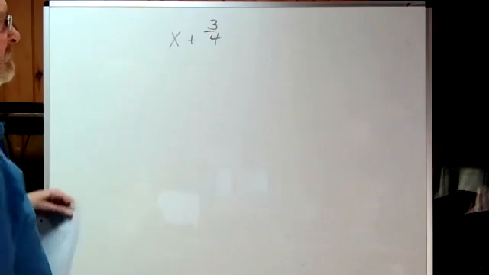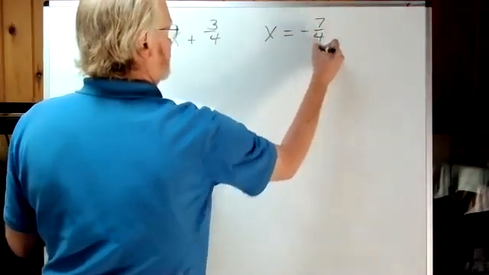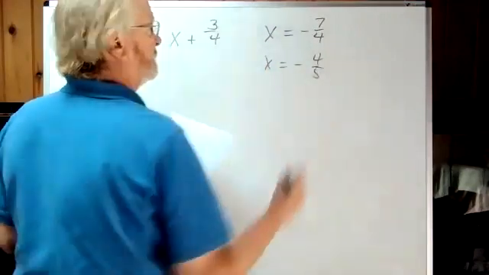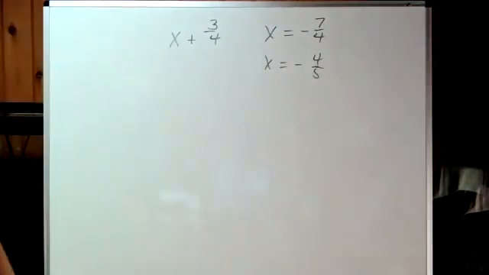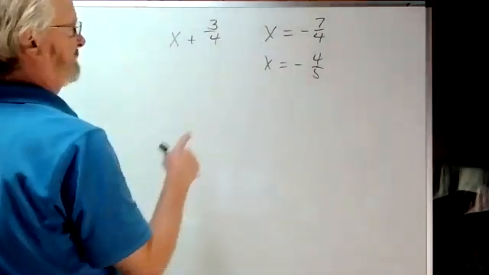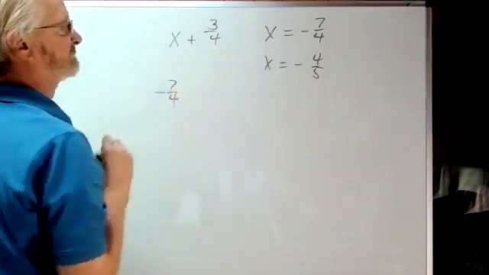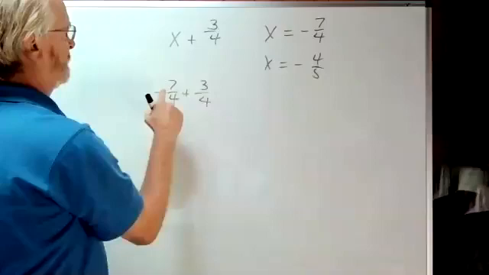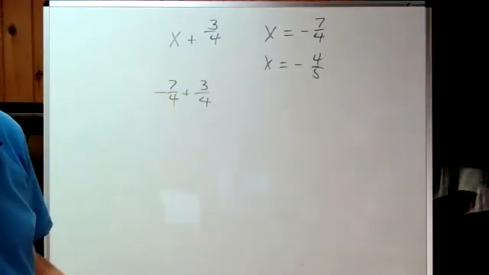Evaluate that expression if x is negative 7/4 or if x is negative 4/5. Two problems in one, two different numbers to plug in for x and then simplify. See what you get. If x is negative 7/4, I'm just replacing the x with that number and the rest of the expression stays. Oh, how nice, same denominators.